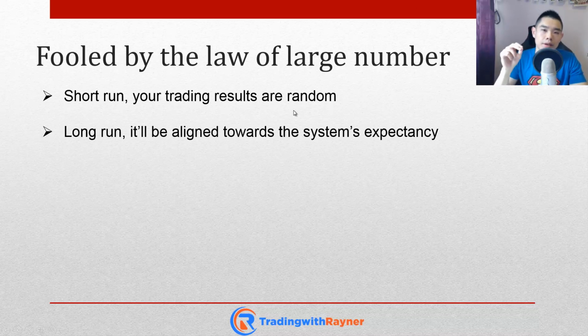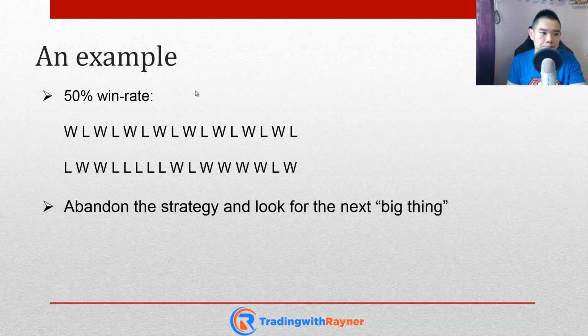Number one, you don't understand the law of large numbers, and that's why you get fooled by it. Now some of you might be thinking, Rayner, what's the law of large numbers? The law of large numbers states that in the short run, your trading results are random, and in the long run, they'll align towards the system's expectancy. I know you're confused. Don't worry. Let me give you an example.